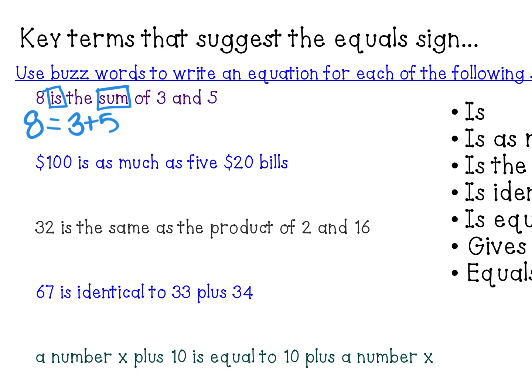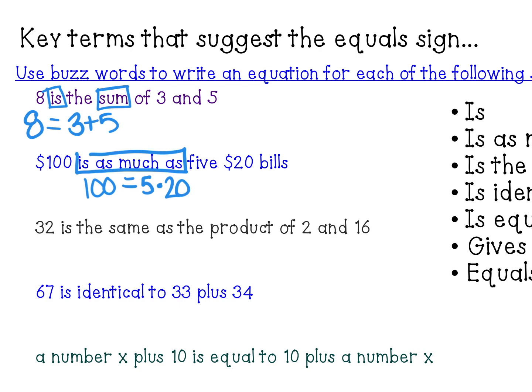Here we go. 100 is as much as 5 $20 bills. Adam, what's the phrase or word for equals? Is as much as. Good. So this whole phrase is as much as. So here's where my equals is. What's my equation going to look like when I write that out, Lucas? 5 times $20 is one side. 5 times 20. What's on the other side? Equal to 100. Yep. 100 equals 5 times 20.